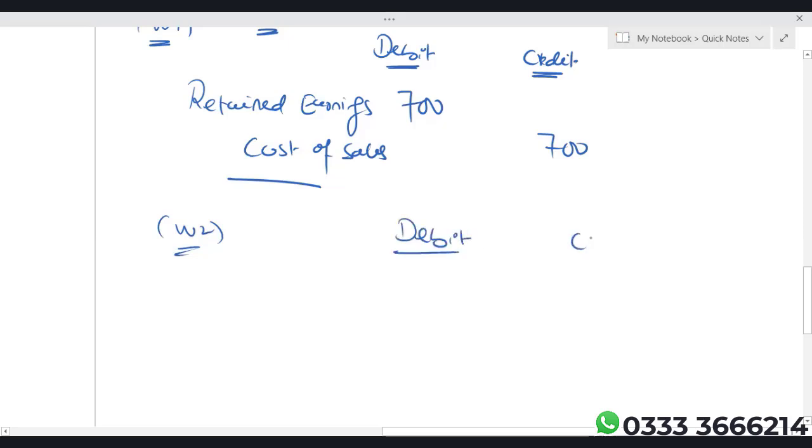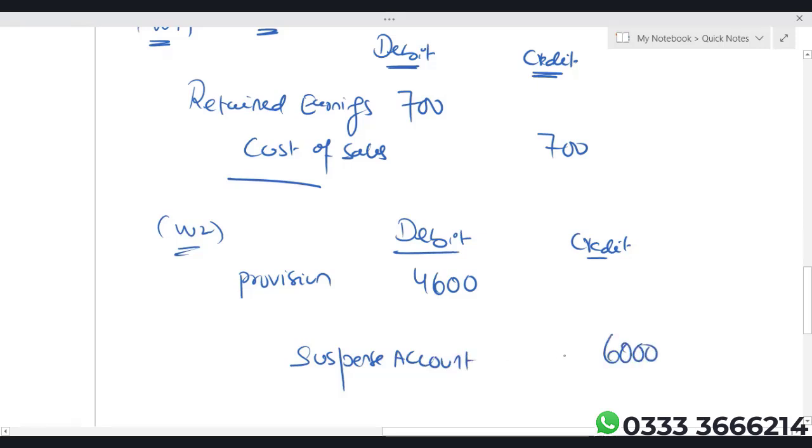Debit. Already in the trial balance, there's a provision of 4,600. Let's credit the suspense account by 6,000. So obviously, the difference of 1,400 is your expense.